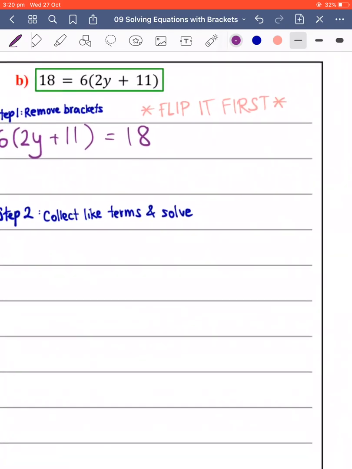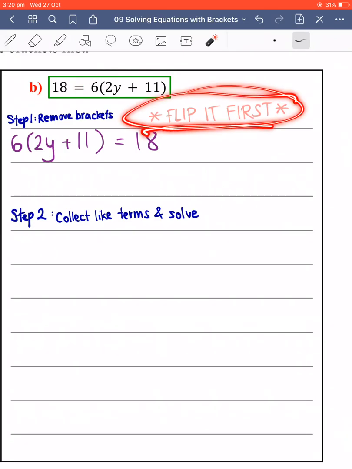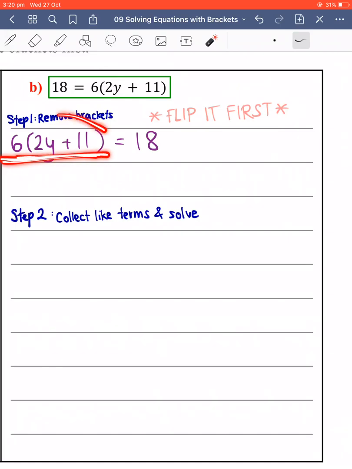Okay, next one. Again, first thing I have actually noticed is my letter is on the wrong side. So the first thing I'm going to do is actually flip it. Make my life the easiest it possibly can be by having my letter already on my left-hand side. You need to have your letter on the left-hand side. Now we can go on with our expansion.